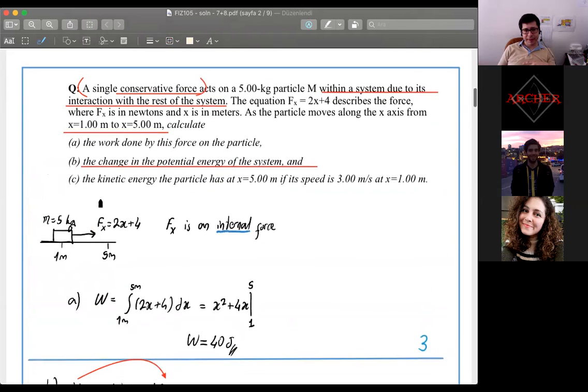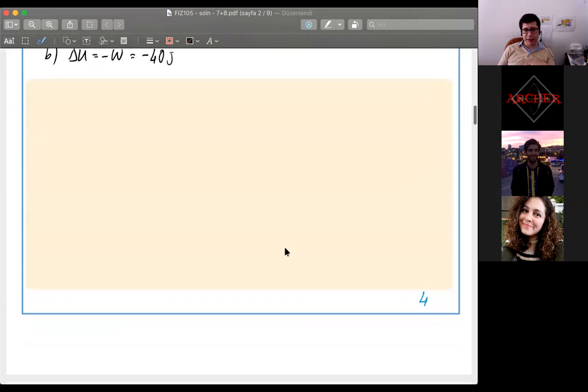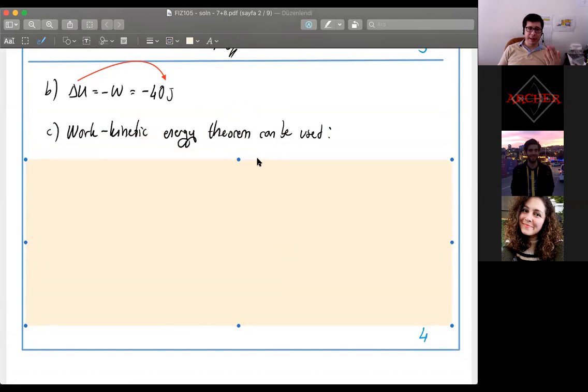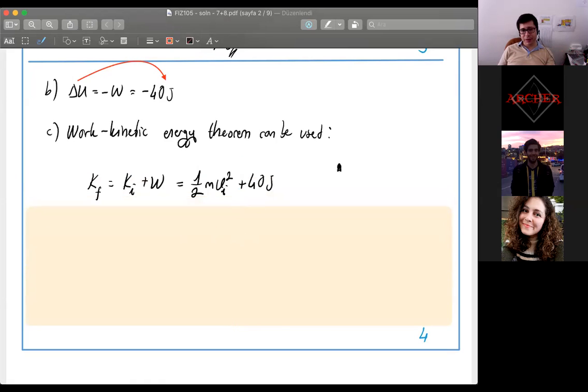Part C says: find the kinetic energy the particle has at 5 meters if its speed is 3 meters per second at x equals 1 meter. Right here. Okay, let's find it. To find it, we will use the work-kinetic energy theorem, which says that if there is no effect of a force on an object other than the kinetic energy change, then that work will become the kinetic energy of that object.